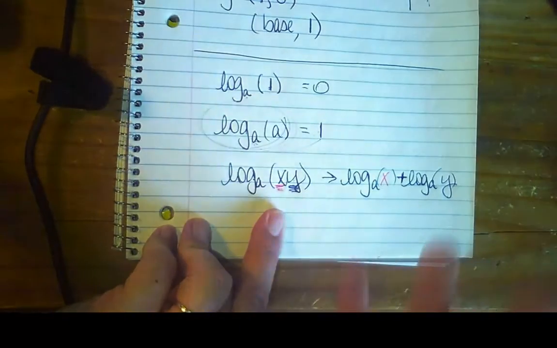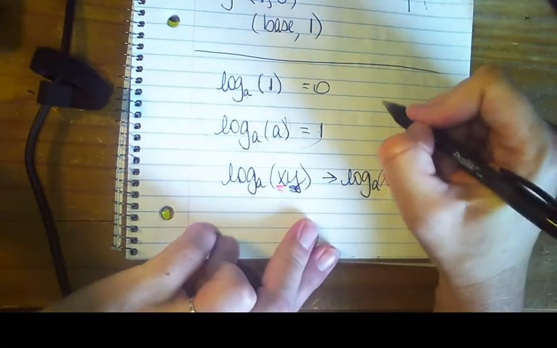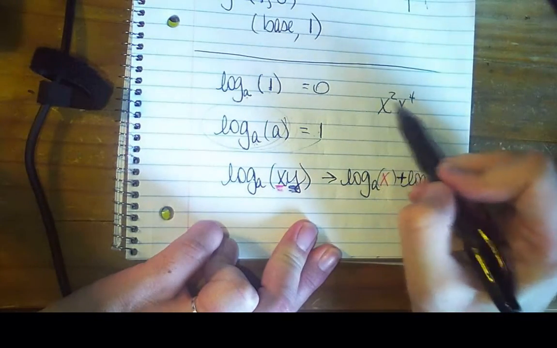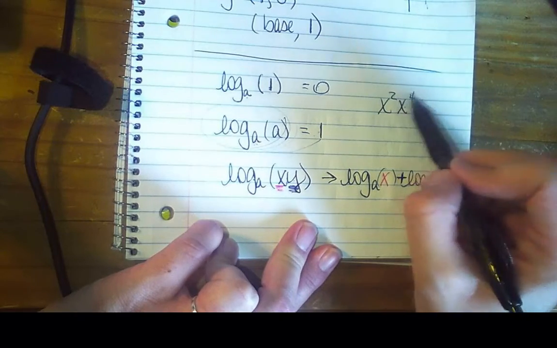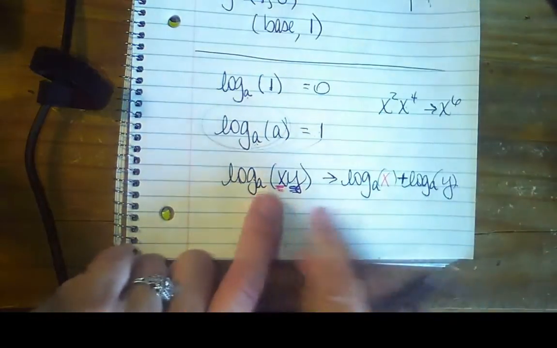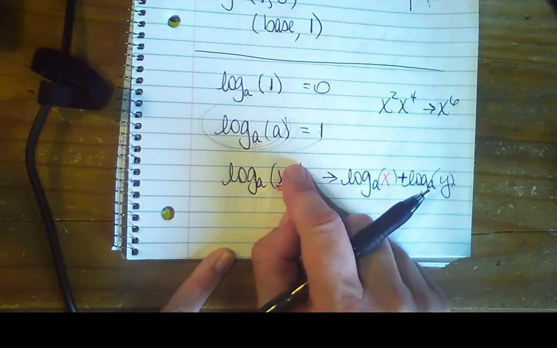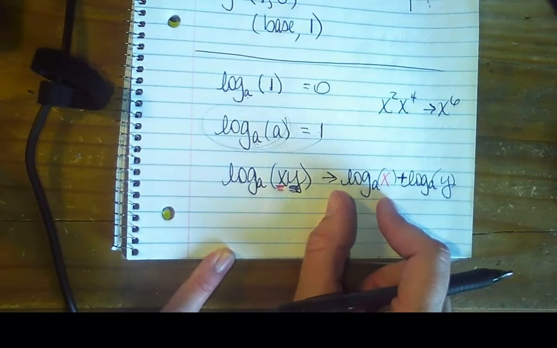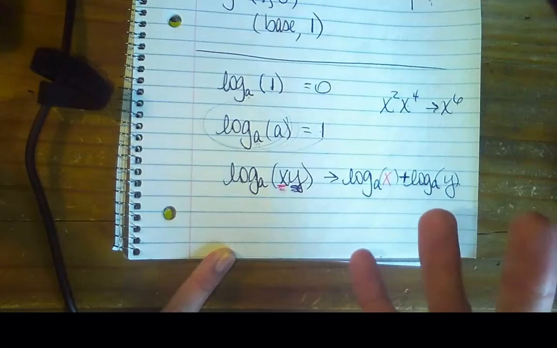You're like, are you serious? What is going on? Just remember, if your bases match, so if I have x squared times x to the 4th, if your bases match and it's multiplication, what do you do to your exponents? You add them. Okay, so my bases match. I'm working with a multiplication problem, but remember the answer to a logarithm would have been an exponent. So I just add them together. Okay, so there is a reason that you're doing what you're doing.